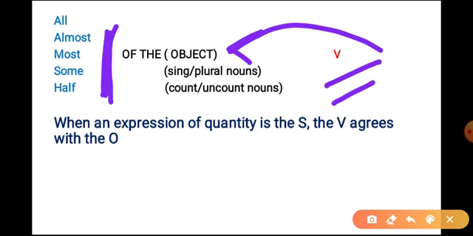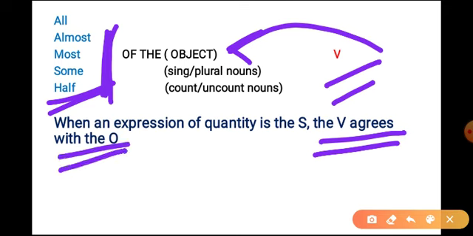Once more, when an expression of quantity is the subject, apabila ini berfungsi sebagai subject, maka verb-nya itu menyesuaikan apa yang ada di dalam objects-nya.